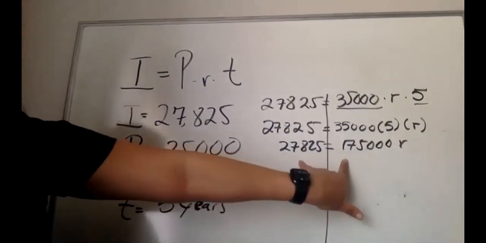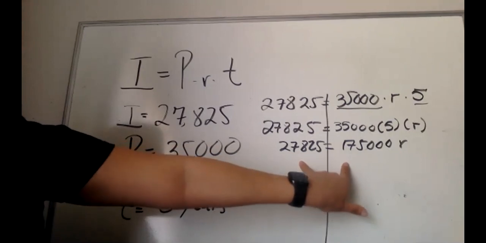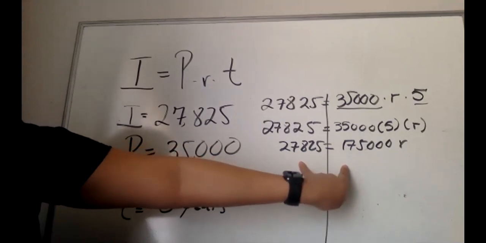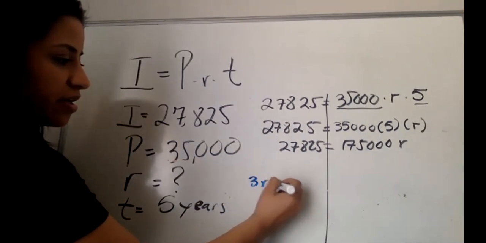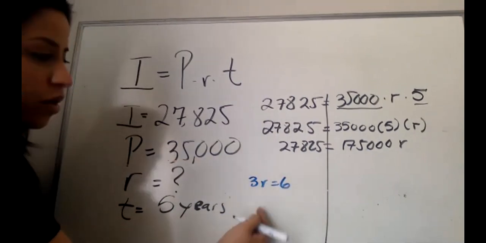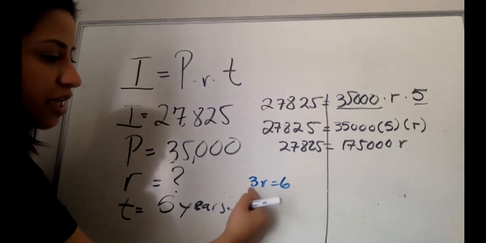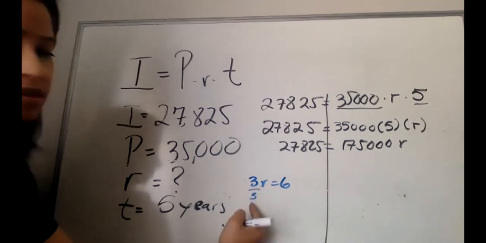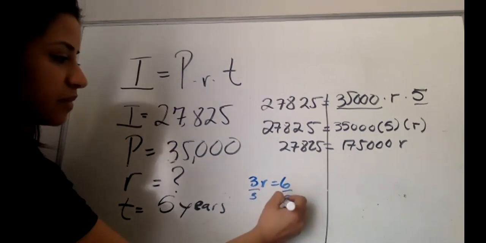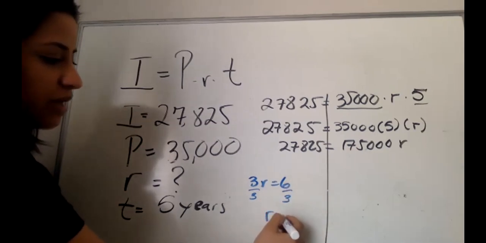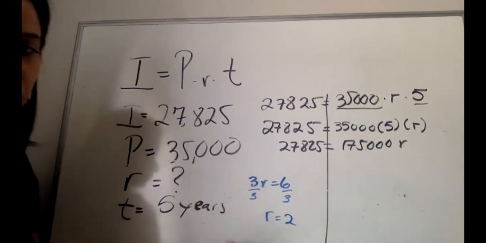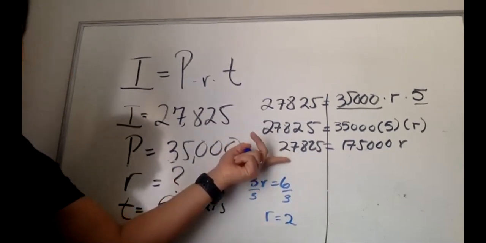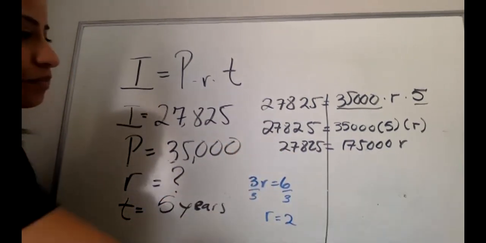Now, this is just like a regular equation. This is a two-step equation that we've done before, only the numbers are bigger. Imagine if you had 3r equals 6. Well, what would you do to solve this equation? You're going to get rid of this 3, right? By doing what? Dividing by 3. You're going to do the same thing on this side, divide by 3, and you end up with r equals 2, because 6 divided by 3 is 2. Well, the same thing here, it's just that the numbers are larger now, okay?